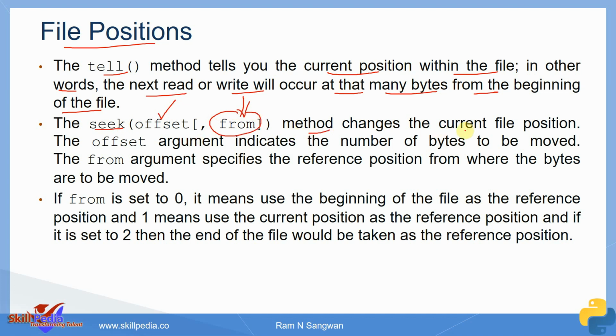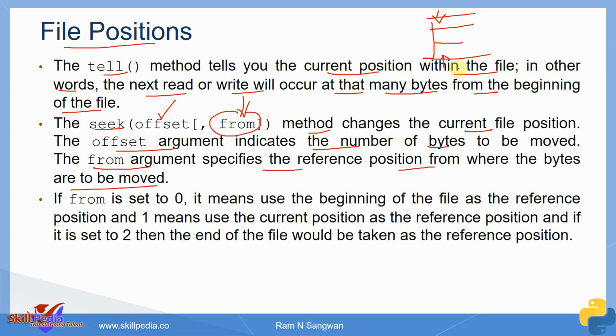This method changes the current file position. The offset argument indicates the number of bytes to be moved. The from argument specifies the reference position from where the bytes should be moved. Like you may be at the beginning of the file, you may want from the beginning these many bytes, or from the end these many bytes, or from the current position these many bytes, above or below.